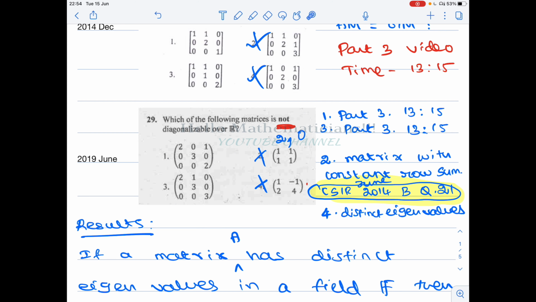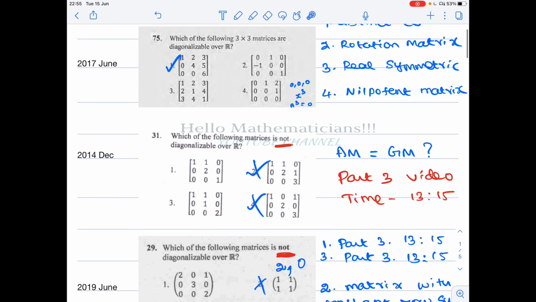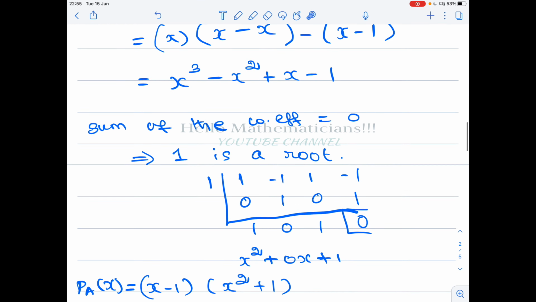Okay, so let's go to the next option. Again, we can explicitly calculate the eigenvalues of this matrix. I have done the calculation already.